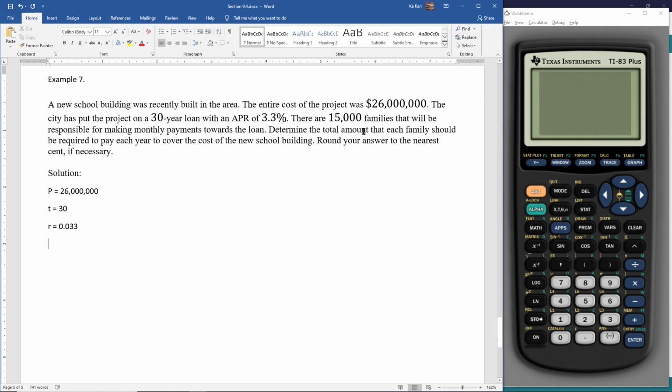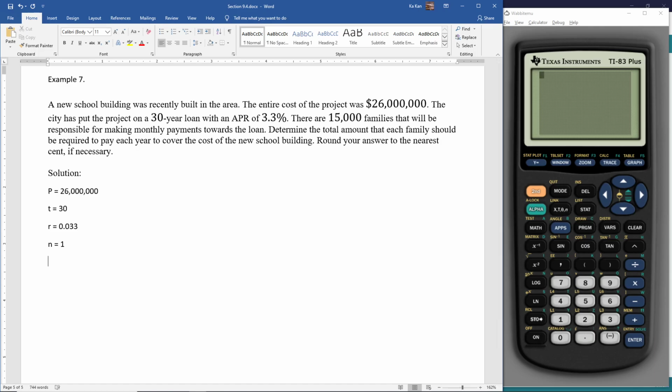Now, they say determine the total amount you will pay per year to cover the cost of the school building. Now, I think the best way to do this, since we're going to be looking at the yearly payment, is to let n equal 1. And why is that? Because we want the answer on how much you pay per year, not per month. That's what the question is asking at the end. So n equals 1, because a yearly payment is once per year.